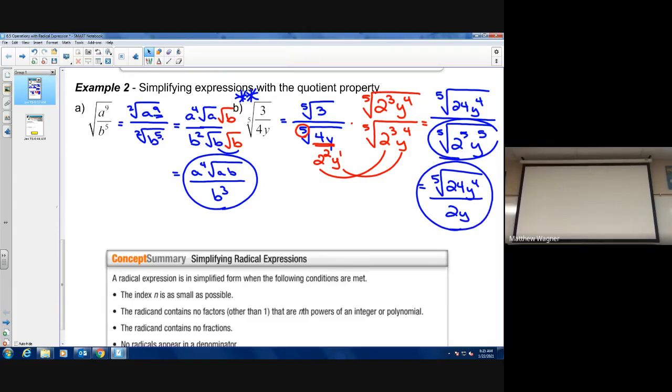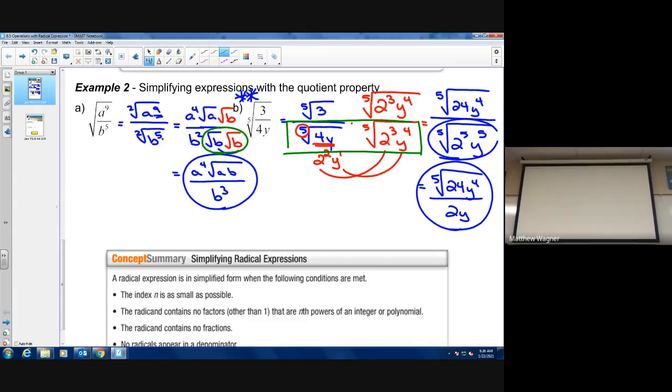Again, the big thing is making sure you have groups of 5 on the bottom. It's got to match the index. If you had a 6th root, you'd need groups of 6. If it was a 4th root, you need groups of 4 on the bottom. Don't just copy what we had here like we did with square roots. That works because you just need groups of 2. So if you just copy it, you're going to have a group of 2.